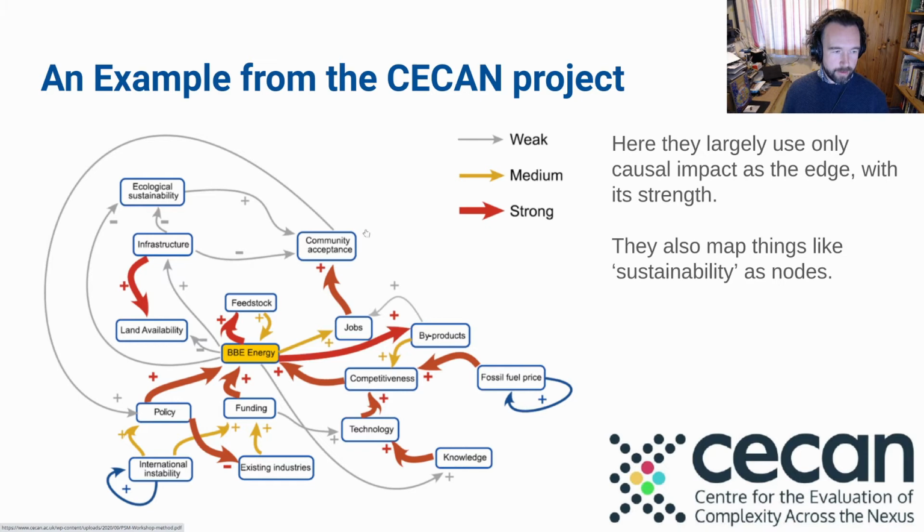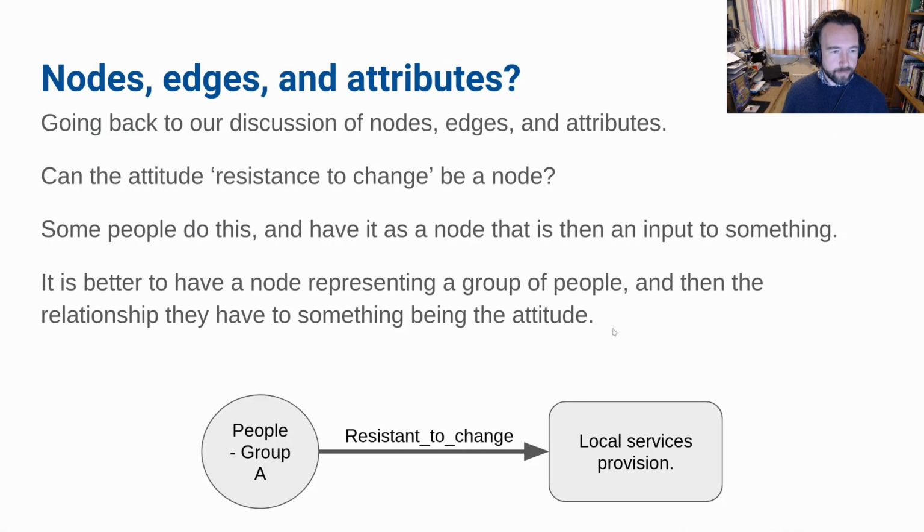One area that I'll just mention a little bit is this community acceptance that they've mapped to a node. This is where I would perhaps depart a little bit from the way that the CCAN group do things, because I wouldn't necessarily map that in this way. The reason is that if we look back at our discussion of nodes, edges, and attributes, can an attitude like resistance to change or community acceptance really be a node? So we've seen that CCAN do this.